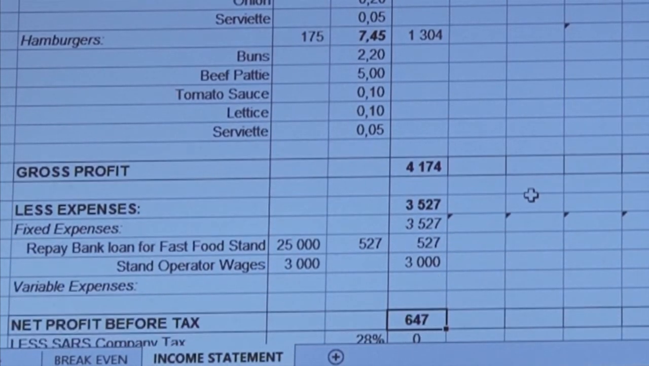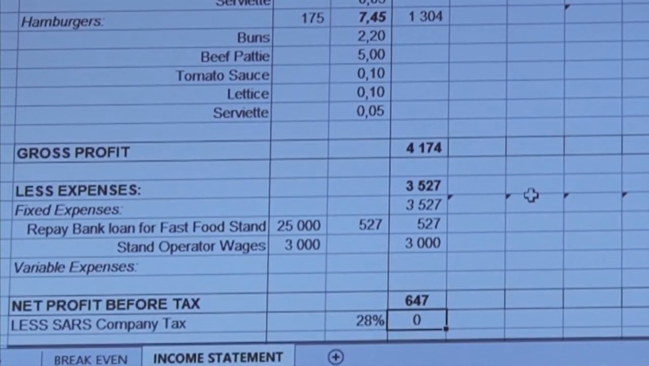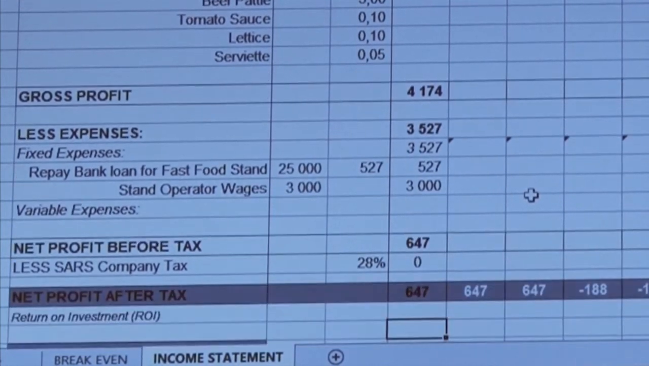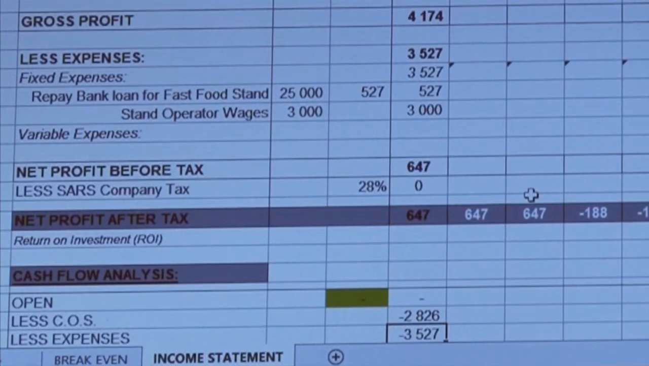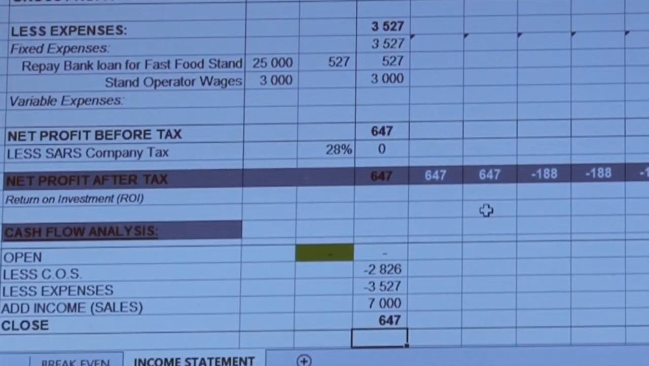And we then end up with a net profit of 647 Rand. SARS would expect us to pay tax now, but we'd probably pay that at the end of the year. So look at our cash flow scenario if we go from there. We'd have cost of sales of 2,826 Rand, our fixed expenses of 3,527 Rand, and we'd add our income back together again, which is 7,000 Rand, and we'd make the profit, or our bank balance would grow by 647 Rand.